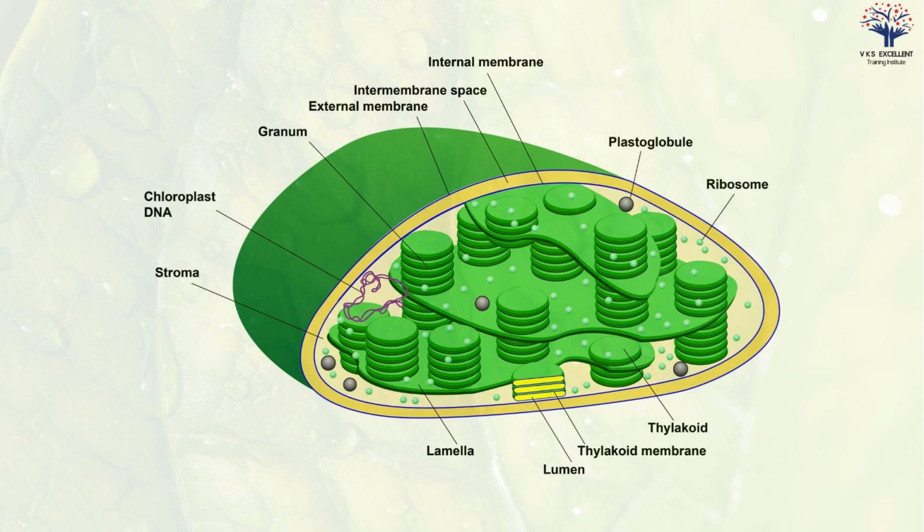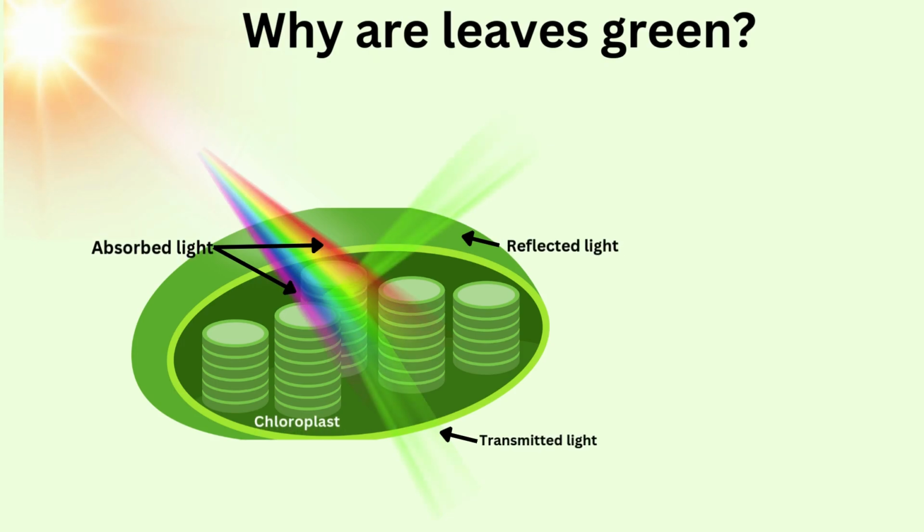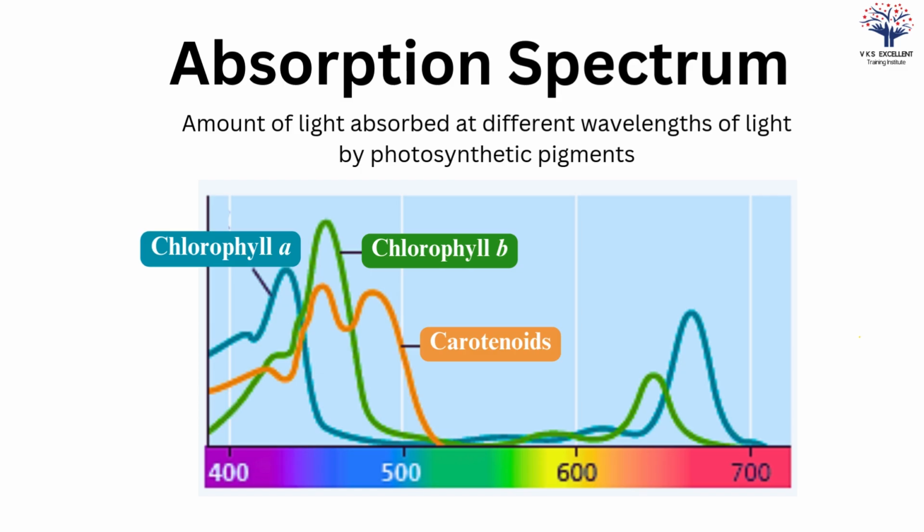Chloroplasts contain several pigments within their thylakoids that play a crucial role in the light reactions by absorbing different wavelengths of light. The main pigments include chlorophyll A, the key light-capturing pigment, chlorophyll B, and carotenoids serving as accessory pigments. A graph that plots a pigment's light absorption against wavelength is known as an absorption spectrum.